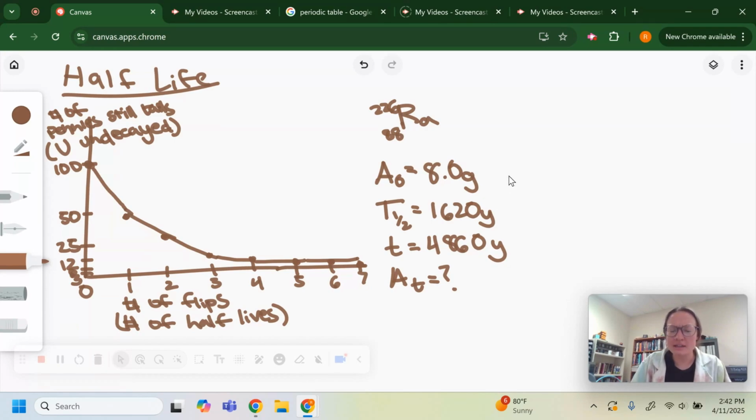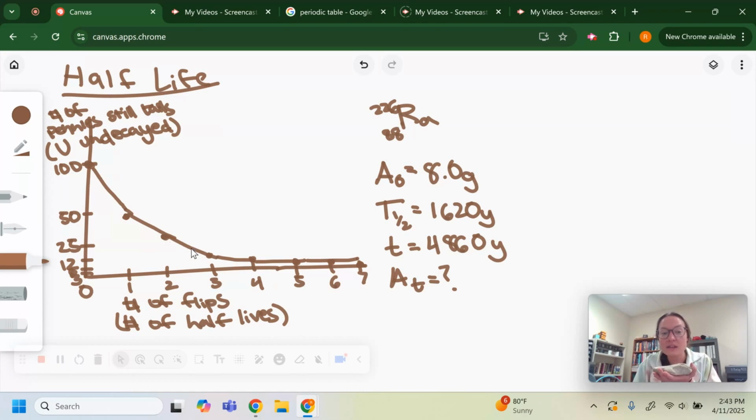Okay, here's what you said. You said, Miss Wilson, I'm seeing that 4,860 years, that's 3 half-lives. And if it's 3 half-lives, that means I'm going to cut it in half 3 times. So at first I have 8 grams. It's like starting out with 100%. But then after 1 half-life, I'm down to 50%. You cut it in half, and then you only have 4 grams. Then you have another half-life, and it gets cut in half again. Now I only have 2 grams left that are actually radium. The other 6 grams are now whatever it decayed into.